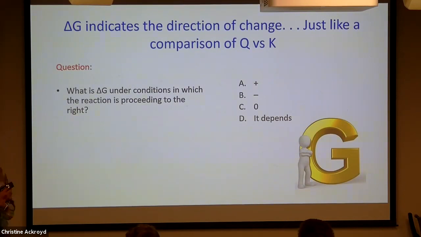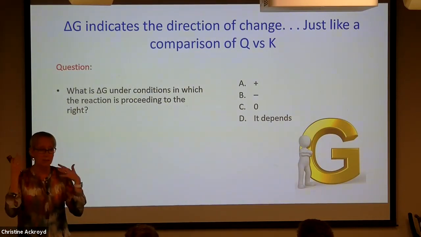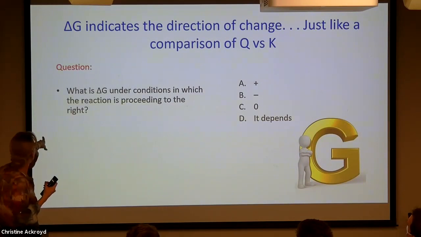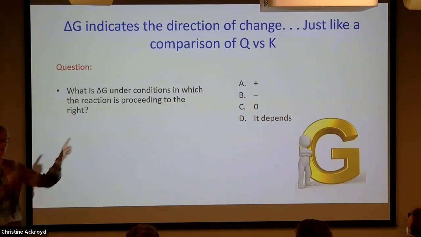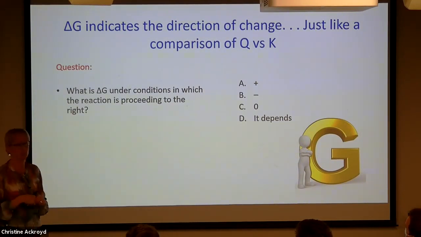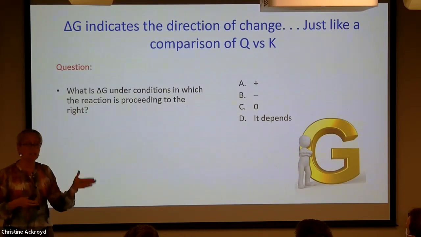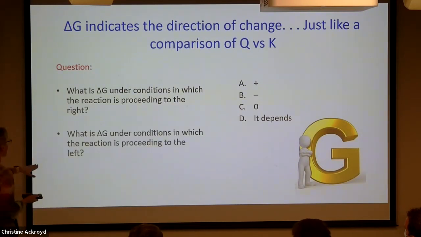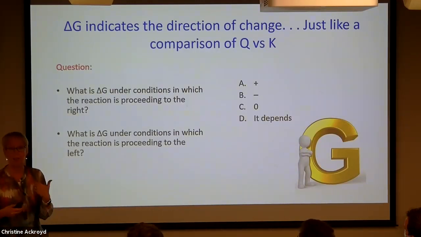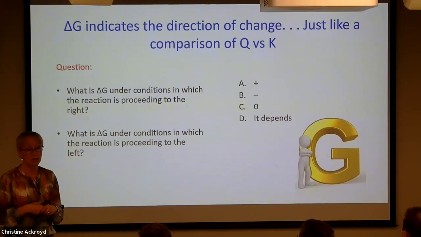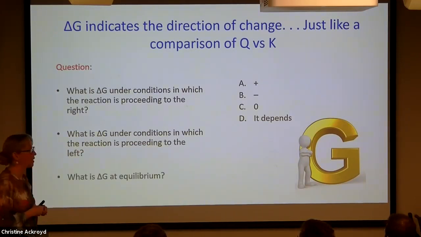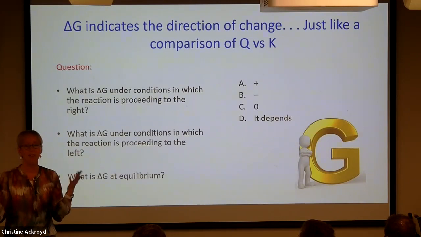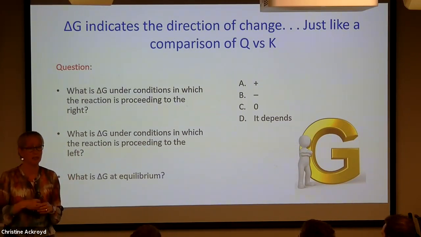Okay. I know you're getting tired of me asking these questions, but I need it to be embedded in your very skin. If the reaction is proceeding forward, what's delta G? Okay, so delta G is negative when we have too much starting material, right? Okay, if it's proceeding to the left, what do we have too much of? Product. So what's the sign of delta G then? Positive. In equilibrium? Zero.